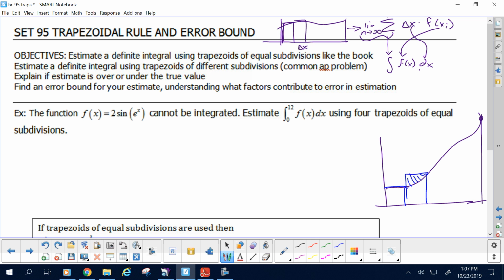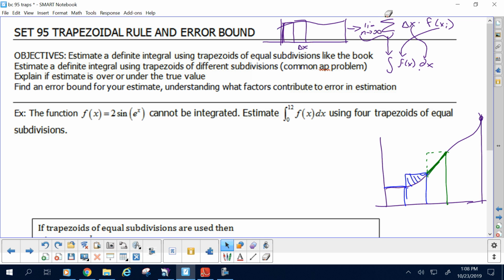It'd be a heck of a lot better if in this subinterval, instead of using a rectangle, I use something that followed the curve a little better, like that, which would use a trapezoid. So instead of all this error, it's only a little bit of error, yeah? So trapezoids are far superior in terms of estimating the area under the curve. So far, so good? Okay.